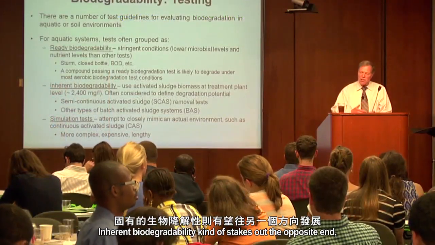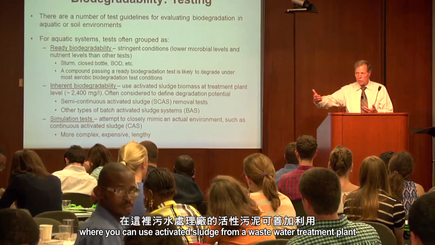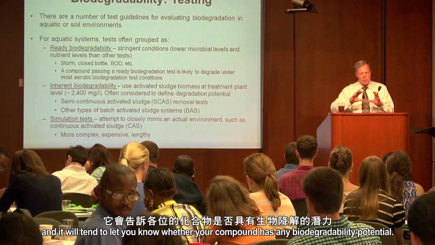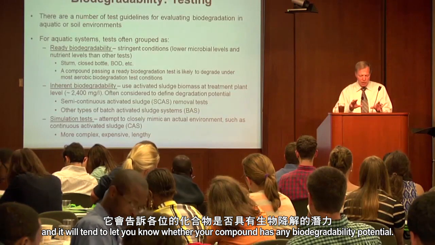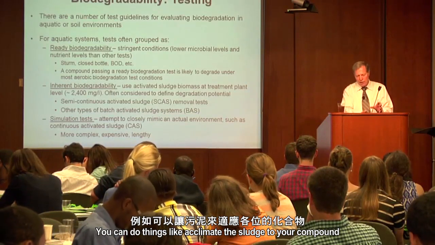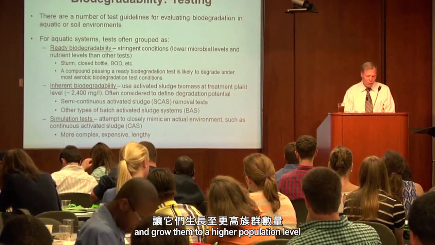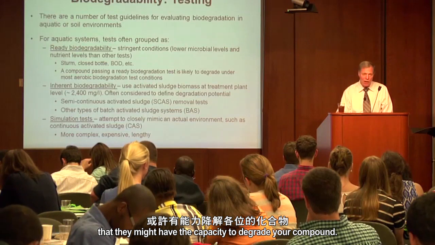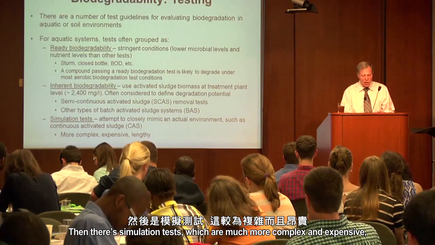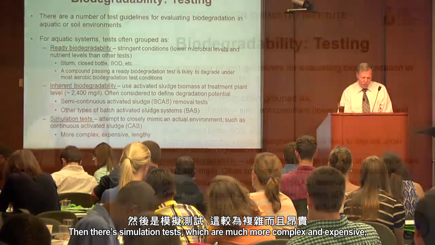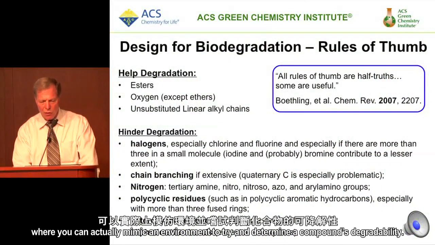Inherent biodegradability kind of stakes out the opposite end, where you can use activated sludge from a wastewater treatment plant, and it will tend to let you know whether your compound has any biodegradability potential. And you can do things like acclimate the sludge to your compound to try and pull out organisms and grow them to a higher population level that might have a capacity to degrade your compound. And then there's simulation tests, which are much more complex and expensive, where you can actually mimic an actual environment to try and determine a compound's degradability.